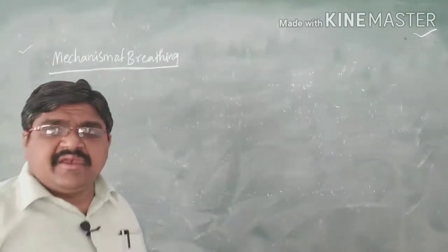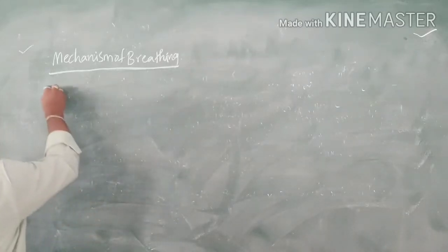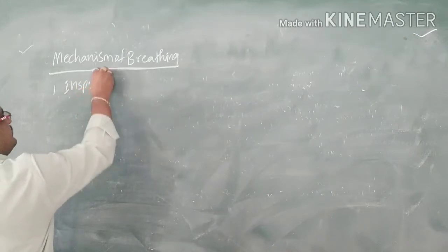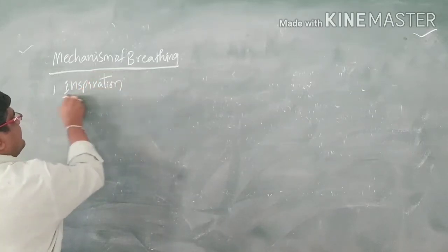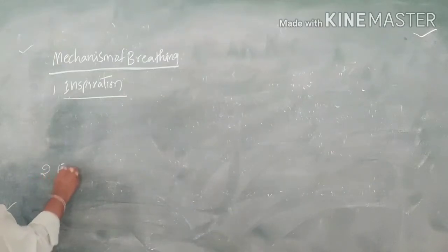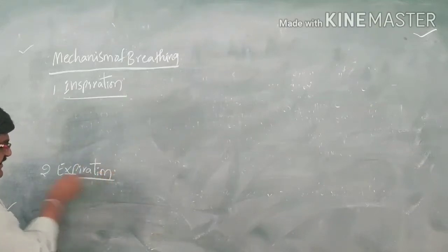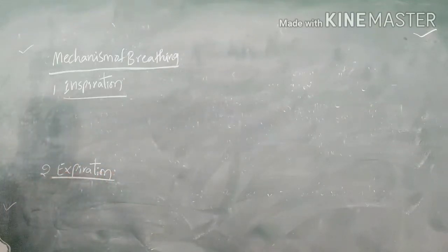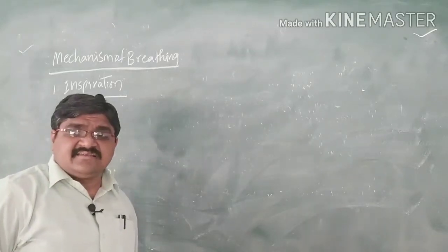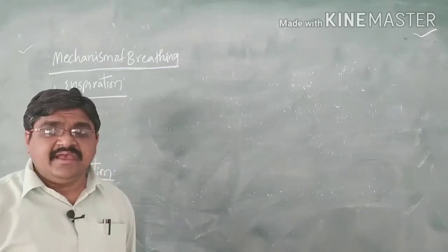So here the mechanism of breathing takes place by two processes. One is called inspiration, and the second one is expiration. Inspiration and expiration take place by pressures as well as the muscles, that is the phrenic muscles as well as external intercostal muscles which are present in the ribs.